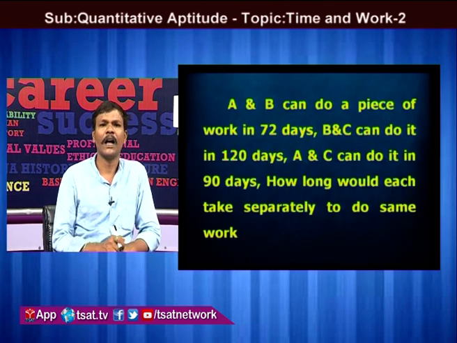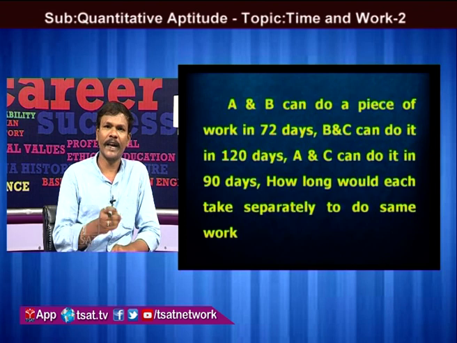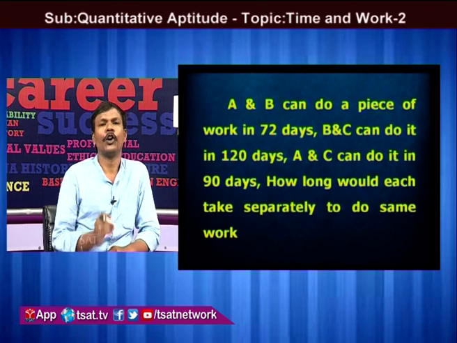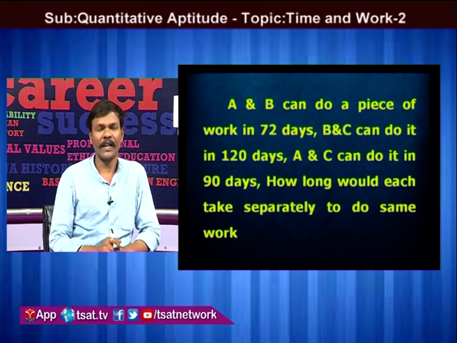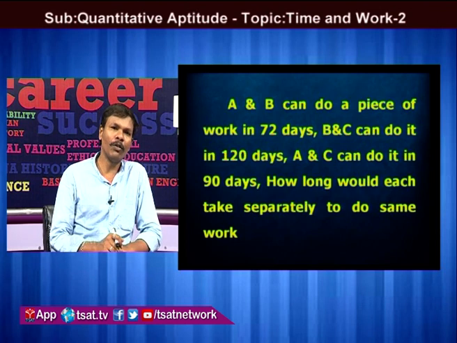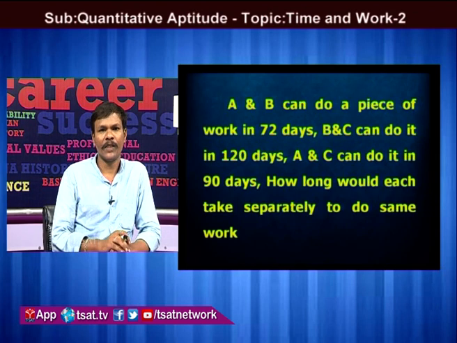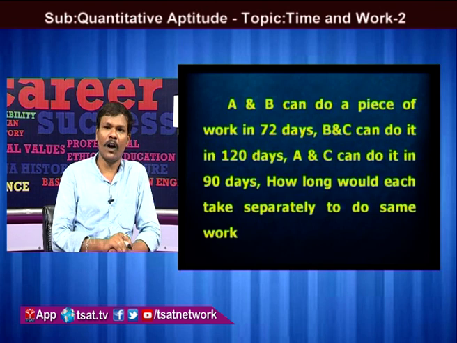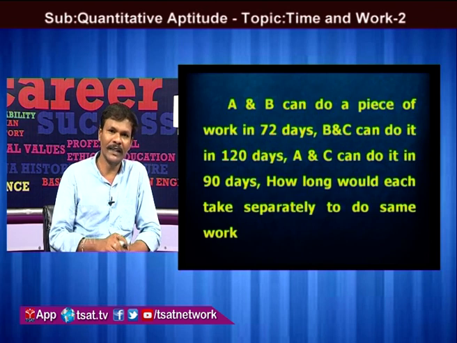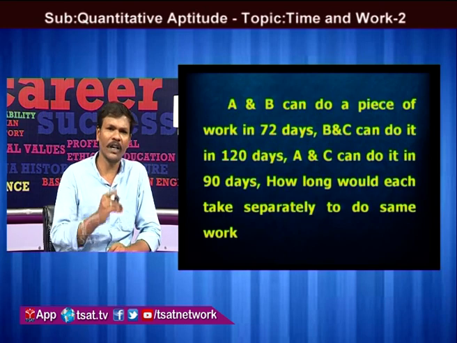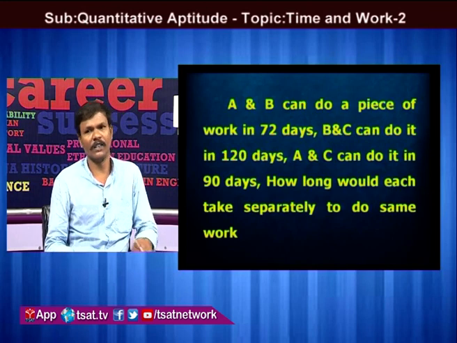The next question is, A and B can do a piece of work in 72 days, B and C can do it in 120 days, A and C can do it in 90 days. How long would each take separately to do the same work? In the before problem, we had to find A, B, C working all together. But in this problem, you have to find how many days A separately, B separately, C separately. So how do we solve this question?